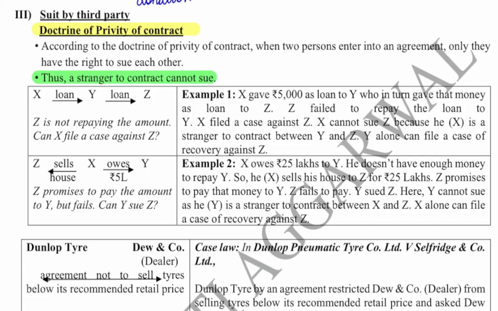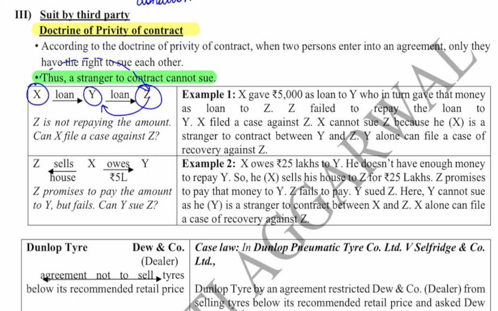Now over here, X has given loan to Y and Y has given that same amount to Z. Now over here, let's say for example that Z failed to pay the amount to Y and therefore Y could not repay the money to X. X filed a case against Z. Can X sue Z? No. Why no? Because X is a stranger to contract between Y and Z. Y has a contract with Z, so only Y can sue Z. X is a stranger to contract. So Y will file a case against Z, recover the money, and then pay it to X.